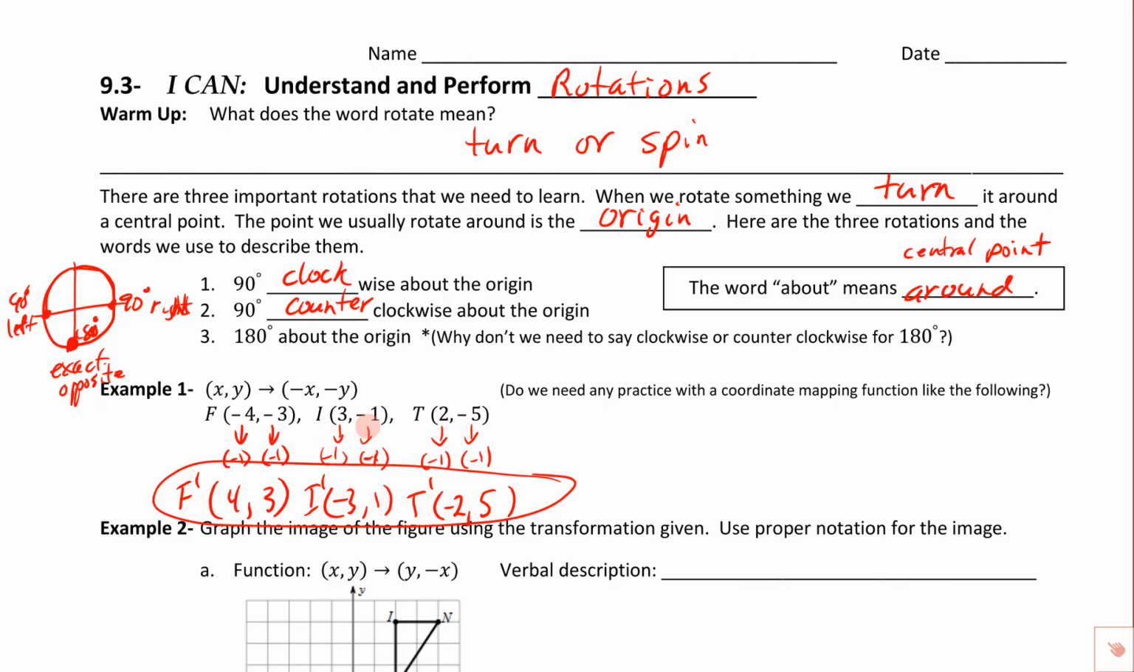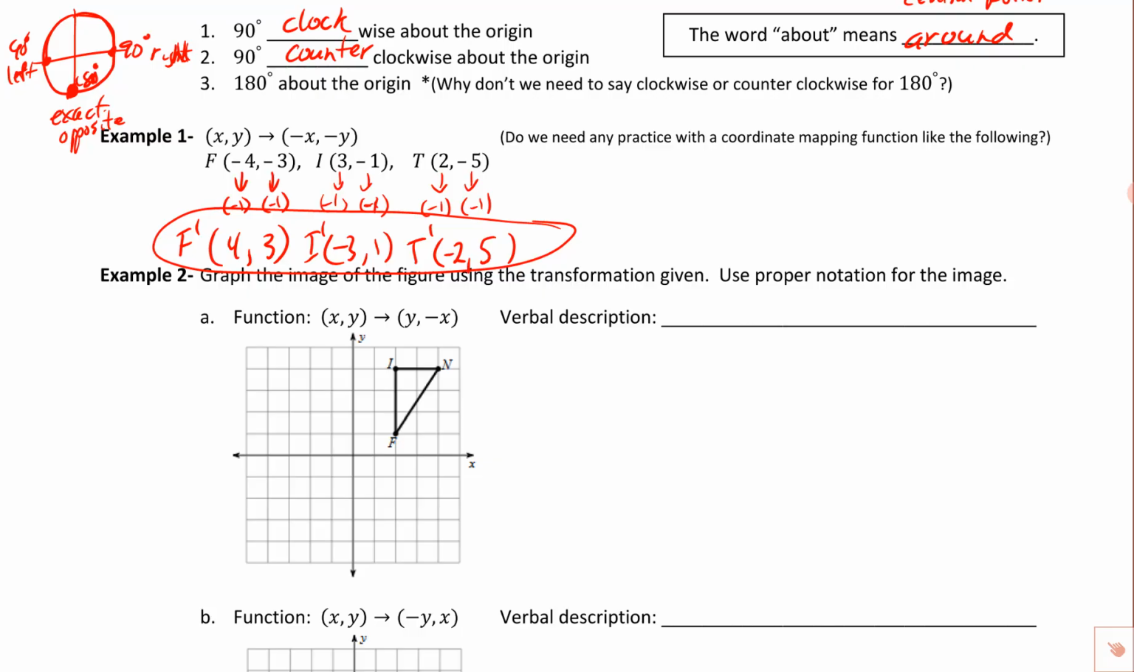Now on these examples, again, just like always, it says graph the image of the figure using the transformation that's given. Use proper notation for the image. So again, this is the old one, and then we want to make the new one. Now in order to make the new one, we have to follow these instructions right here, this mapping. And this is where it is going to be really useful to go ahead and write down what those points are. So I'm going to do I, N, and F.